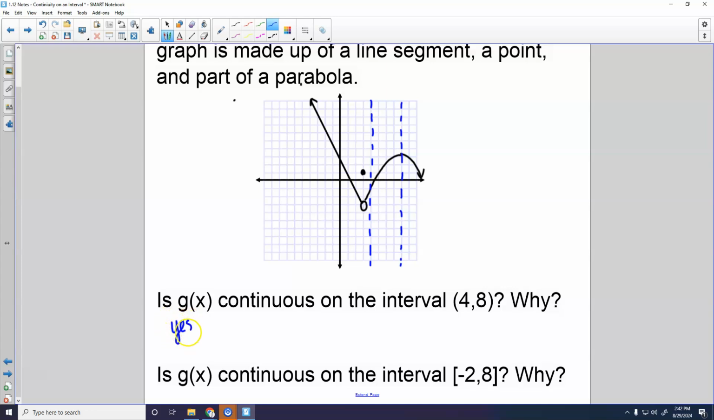Yes, because parabolas are continuous. And that's all you have on this interval.